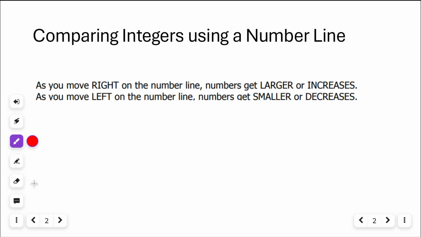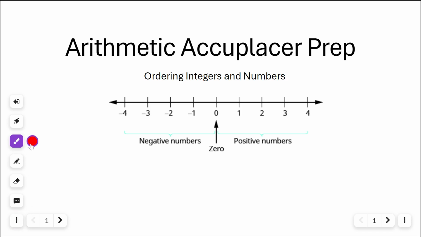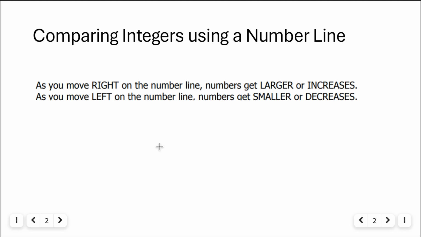So there's your number line, by the way. We'll go back here real quick. Here's your number line that we're talking about. Remember, zero's in the middle. Your positive numbers are to the right, negative numbers are to the left. The more negative you get, the smaller you get. The more positive you get, the bigger you get. So as you move right on the number line, the numbers get bigger. As you move left, the numbers decrease.